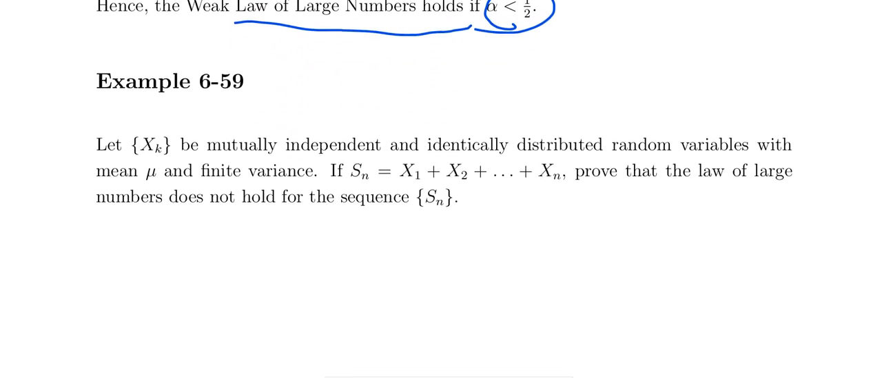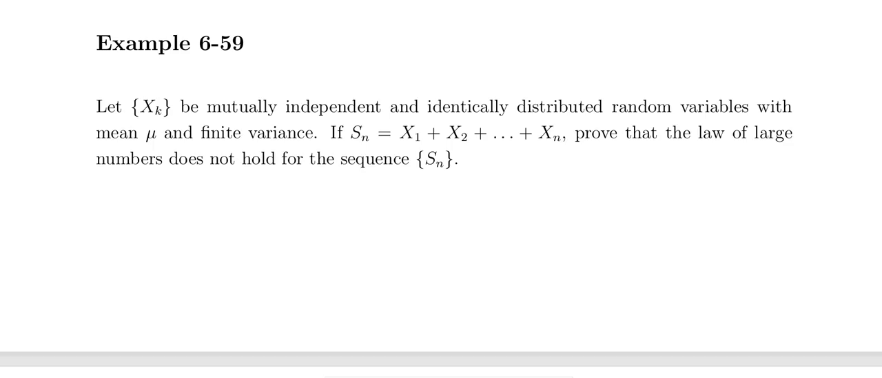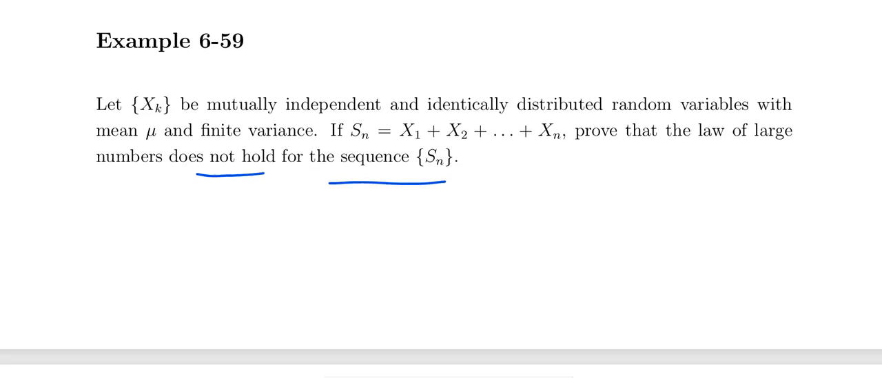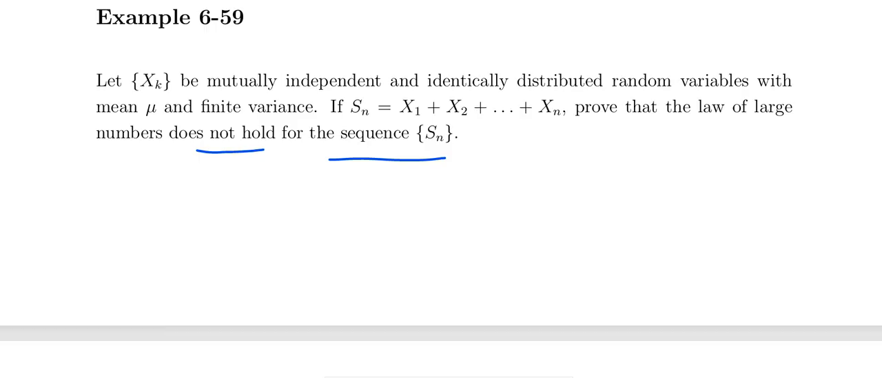And xk are mutually independent, identically distributed random variables with mean mu and finite variance. Sn is equal to the sum of the first n random variables, and the law of large numbers doesn't hold for the sequence Sn. They have given xk as mutually independent identically distributed random variables, given the mean, given that the variance is finite, and Sn as the sum of the first n random variables. We have to show that the law of large numbers doesn't hold for the sequence Sn.